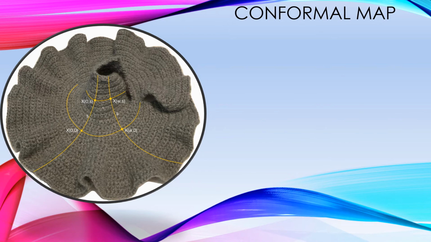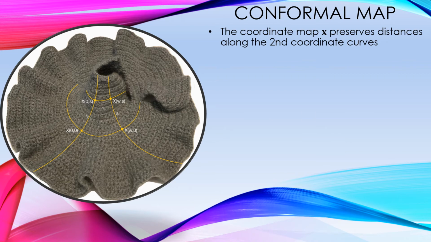So we'd like to just recognize then that on the system, the coordinate map x preserves distances along the second coordinate curve. So if we travel from our origin at 0, 0 to this point at 0, s, we have a length s. And it turns out that this distance is the same if we go from this point w, 0 to w, s. So that's what we mean when we say that it preserves distances along the second coordinate.